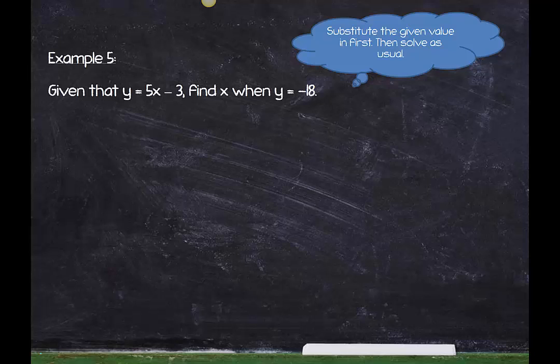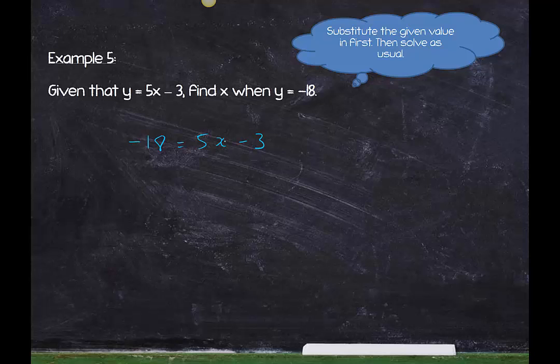Example 5. Given that y equals 5x minus 3, find x when y equals minus 18. So what we're going to do is we're going to substitute the value of y equals minus 18 in first, write it down, and then we're going to solve as normal. So don't get confused or worried that it's a little bit different. Just follow the rules of substitution and then the rules of equations. So where we see the y, we're going to put in minus 18 equals 5x minus 3.